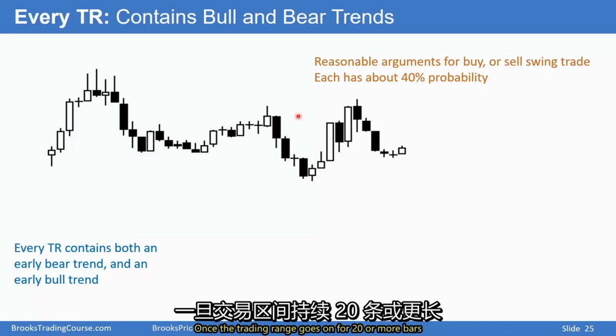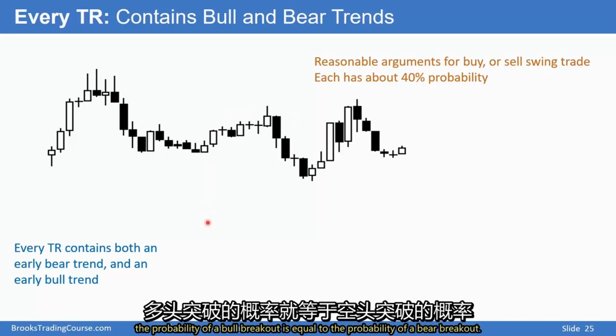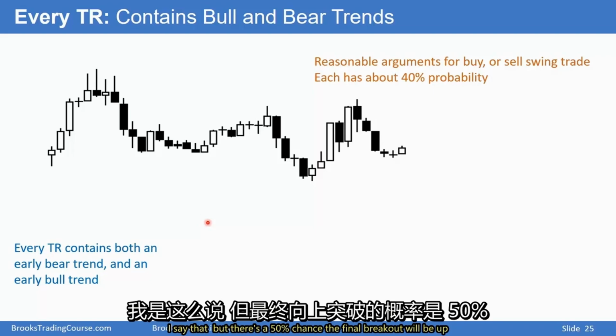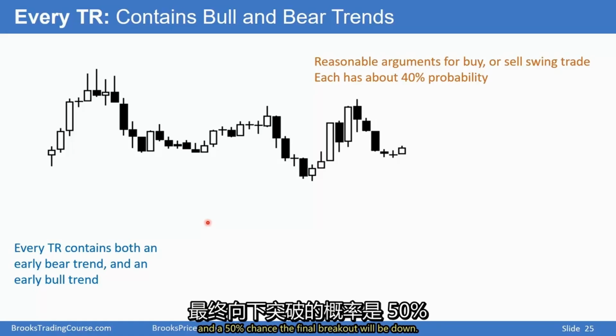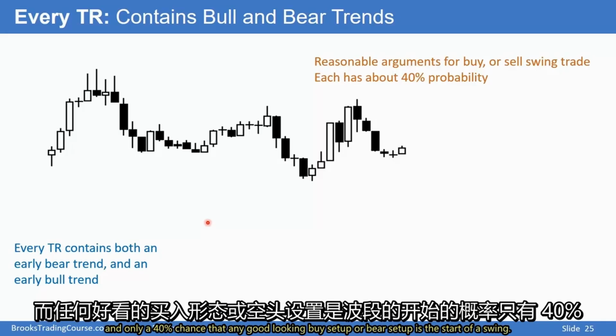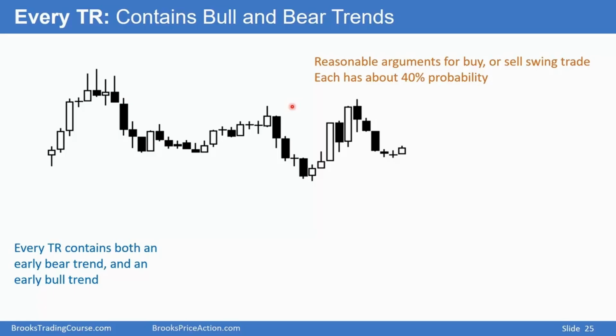Once the trading range goes on for 20 or more bars, the probability of a bull breakout is equal to the probability of a bear breakout. All reasonable swing setups have about a 40% chance of success. I say that, but there's a 50% chance the final breakout will be up and a 50% chance the final breakout will be down. There's also a 50% chance that the first breakout attempt will fail, and only a 40% chance that any good-looking buy setup or bear setup is the start of a swing.